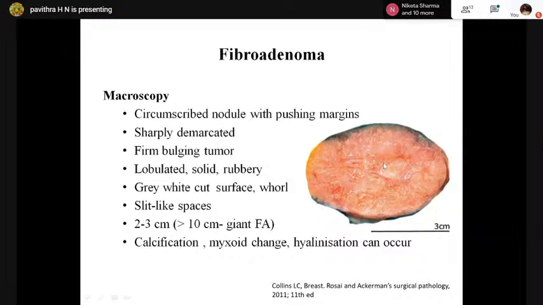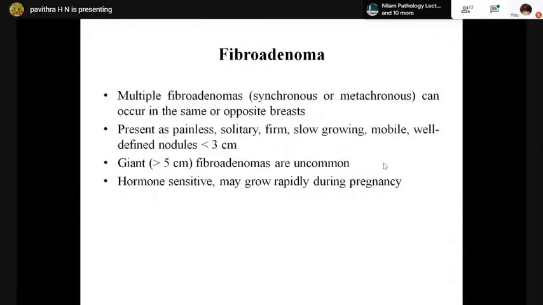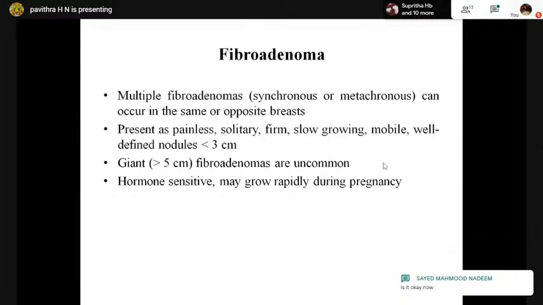Usually they are 2 to 3 centimeters, and if they are more than 5 centimeters, they are called giant fibroadenomas. There can be multiple fibroadenomas in the same or opposite breast, which can be synchronous or metachronous. They usually present as painless, solitary, firm, slow-growing, mobile, well-defined nodules, mostly around 2 to 3 centimeters, not more than that. If they are more than 5 centimeters, we call them giant fibroadenomas.